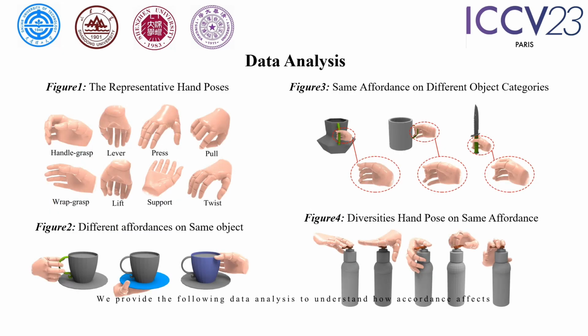In this part, we provide the following data analysis to understand how affordance affects the detailed arrangements of hand-object interactions, including showing the per-affordance representative hands. A representative hand is defined as the nearest hand model to the mean intrinsic parameters for a specific affordance. Sampling the hand-object interactions on the same mug reflects the distinctiveness of affordance-driven hand poses. Showing one affordance often leads to similar joint configurations for the interactions with several different object categories. And showing the hand-object interactions of the same affordance also exhibit a degree of diversity.